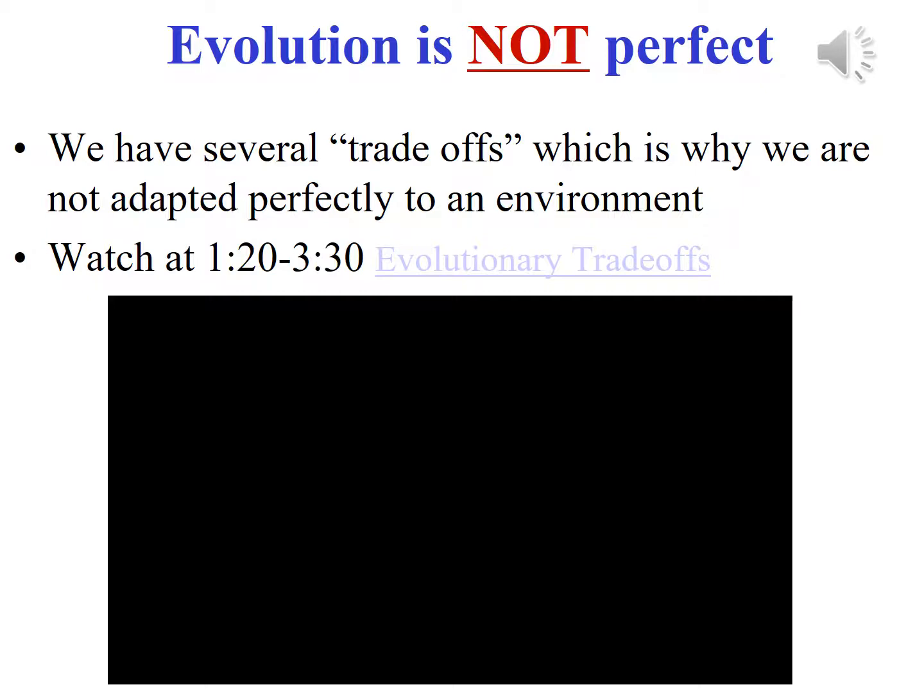A common misconception about evolution is that it's working towards perfection, and it doesn't. Evolution has a lot of caveats where things are not perfect, so we're not always working towards a better organism per se. So we have these things called trade-offs, which when you watch this video about evolutionary trade-offs, you'll understand what this concept's about.